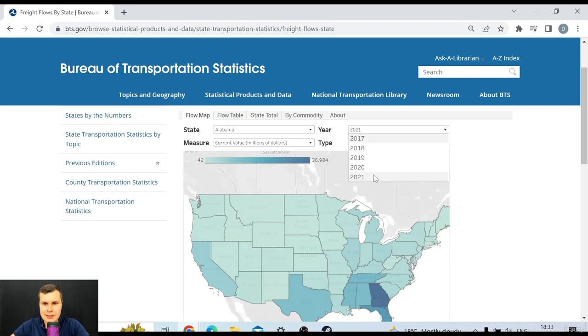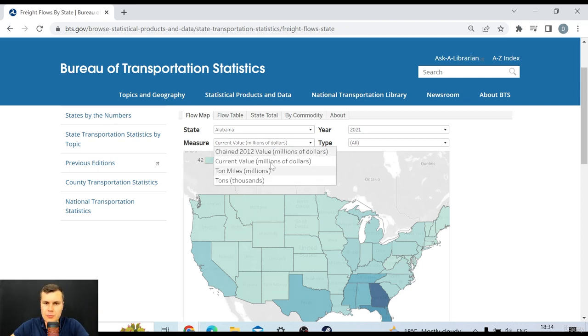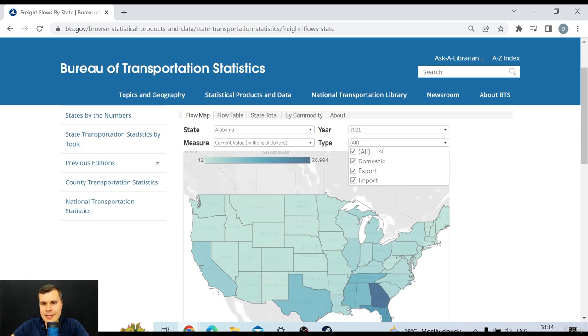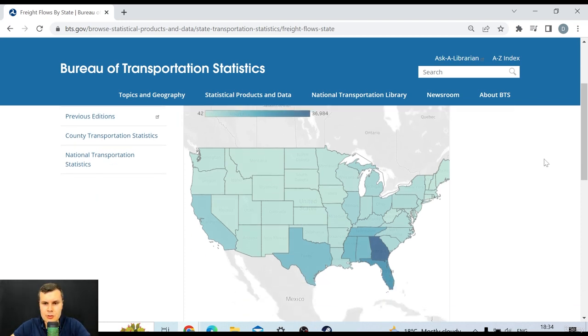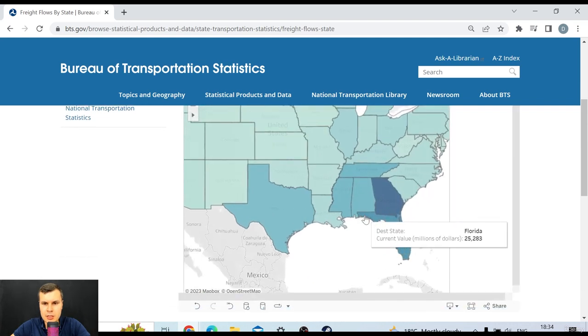For the year, the latest year available is 2021, so that's the one we're choosing. For the measure, we're keeping the current value in millions of dollars. You can later play around with other values if you want. And for the type, we just keep all. But then once again, if you want to play around with it, you can check for domestic, you can check for export and import. But for our purposes, we're just going to keep type of freight all. And so here we go. We move on to the map.